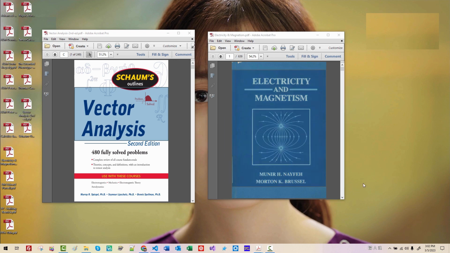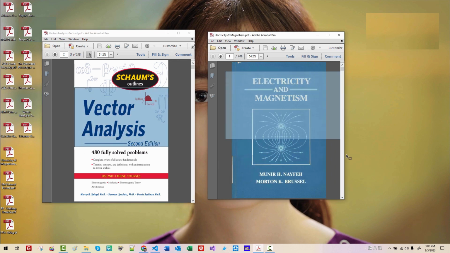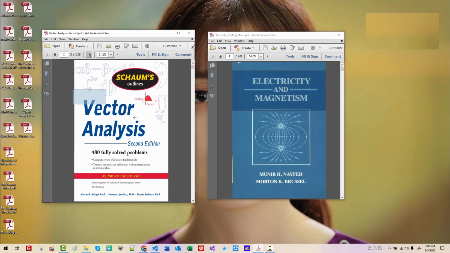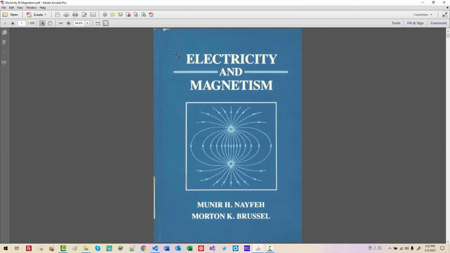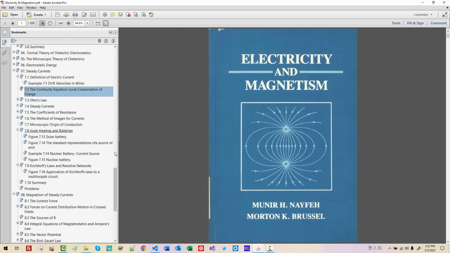My point is that if you read multiple books simultaneously, you can better understand both books, not only vector analysis, but also electricity and magnetism. Such reading is called cross-reference. In this book, Electricity and Magnetism, I'm moving pretty fast.